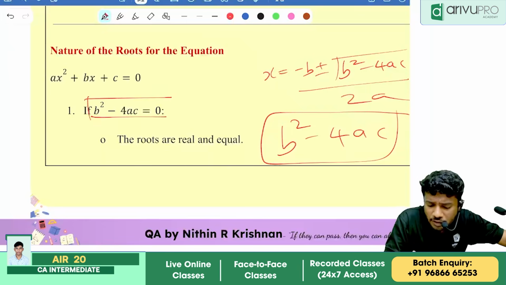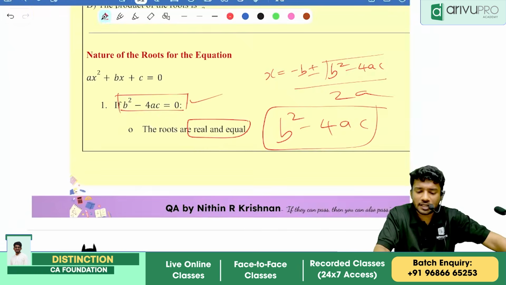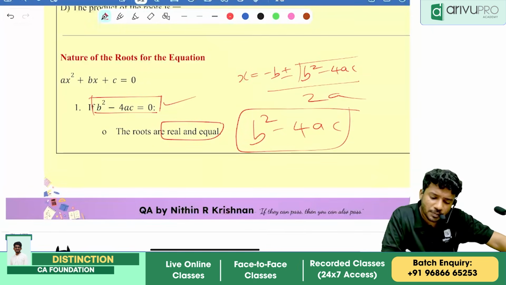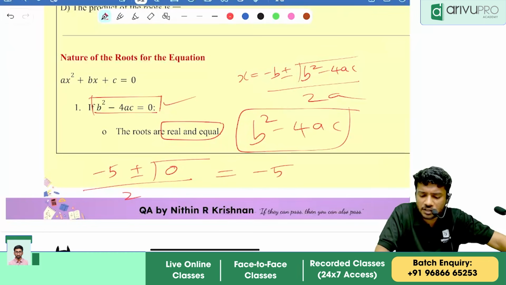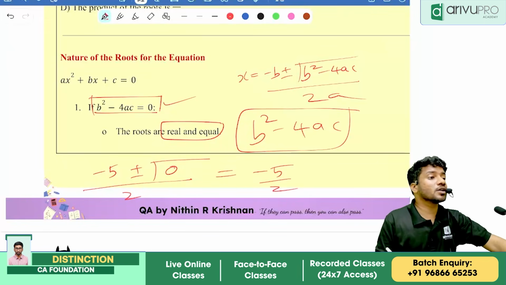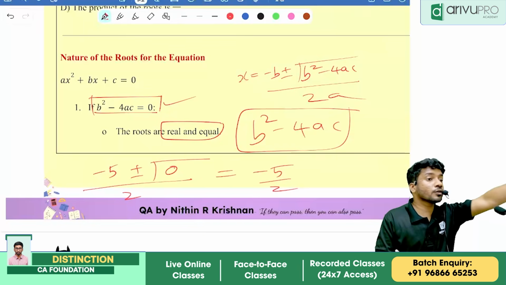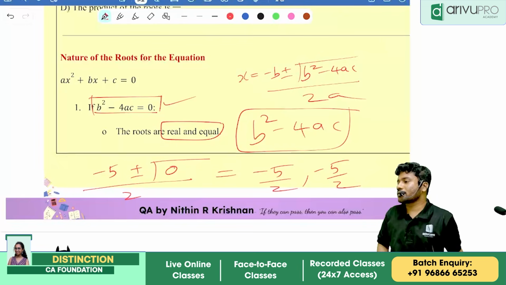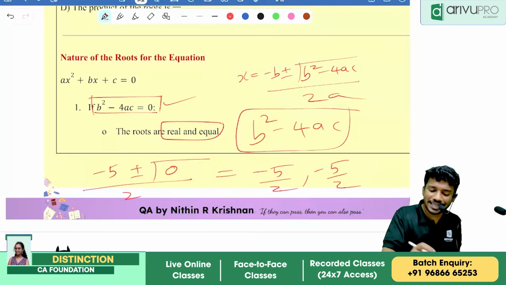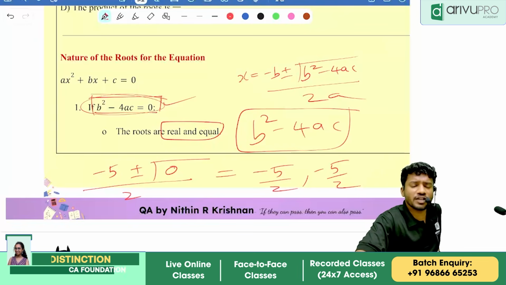If b square minus 4ac is equal to 0, the roots are real and equal. For example, let minus b be 5. Minus 5 plus or minus root of 0 divided by 2. Then we will get minus 5 by 2. You will say x is equal to minus 5 by 2. But since it is a quadratic equation, how many roots should there be? 2 roots. You will write one more, minus 5 by 2. That's why we say whenever b square minus 4ac is equal to 0, the roots are real and equal.